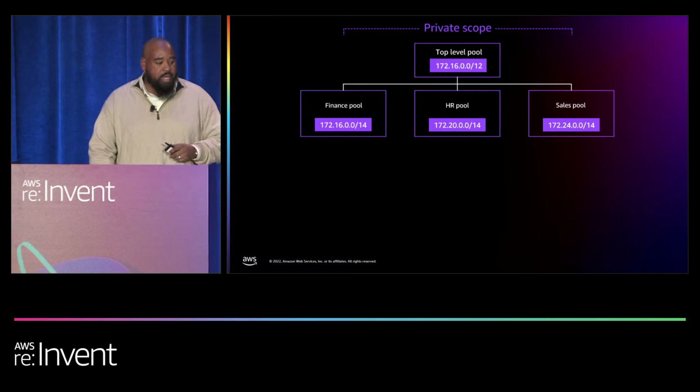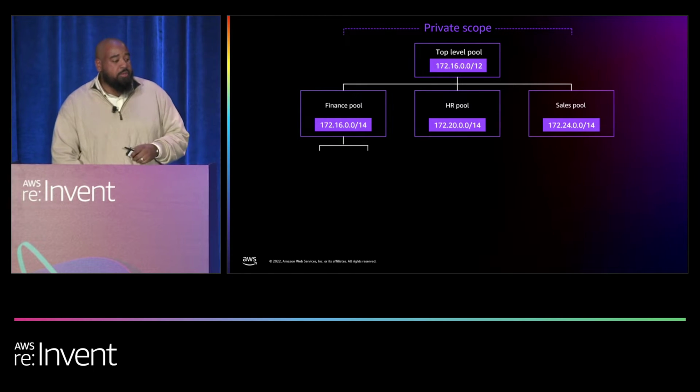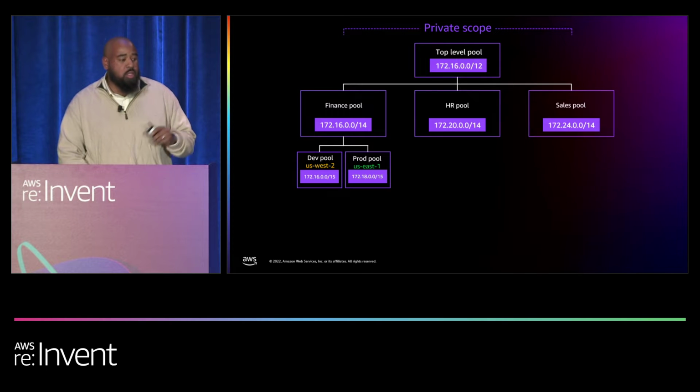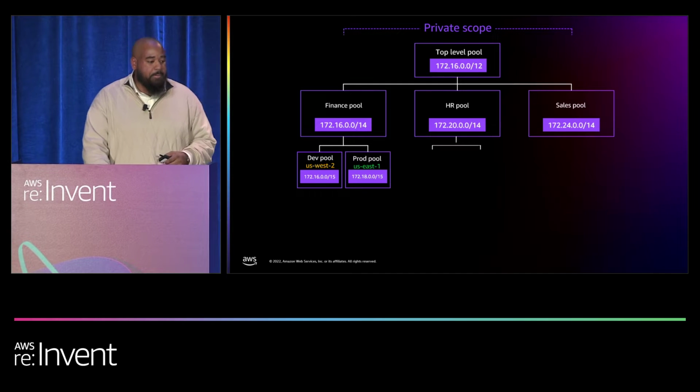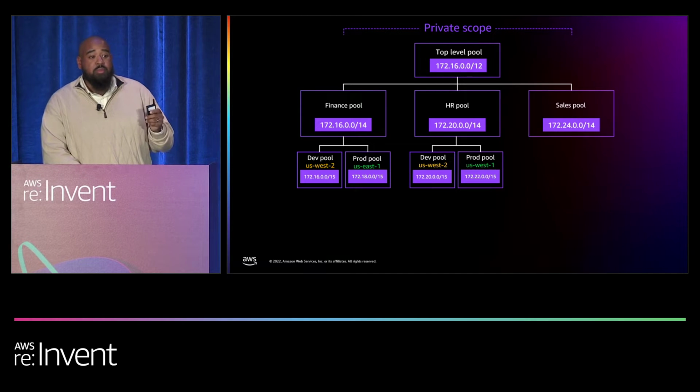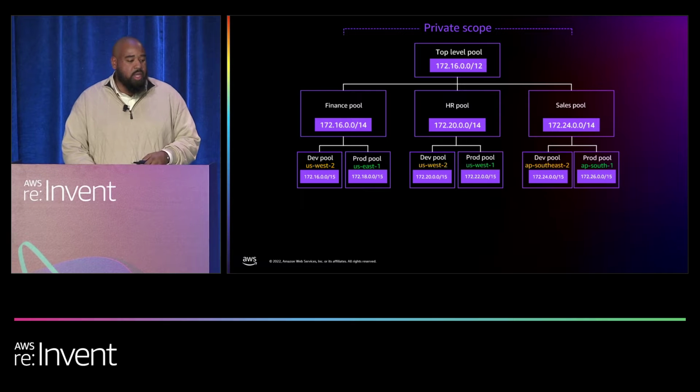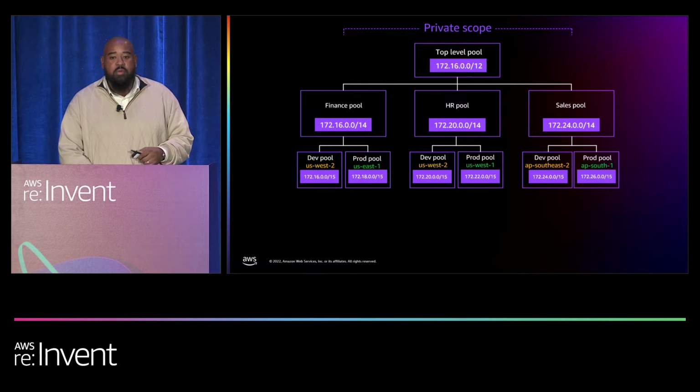And then from there, you start to divide your pools into regional pools. Here I have an example of a dev pool that's in US West 2 and a prod pool that's in US East 1. And then we complete this process across our departments. And once we define our regional pools, from there we can allocate to our VPCs.